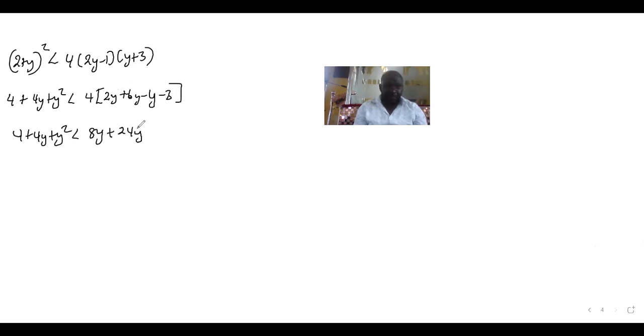So 4 plus 4y plus y squared is less than 8y squared plus 20y minus 12. So algebra is very important, like you've seen, this person was giving me the correction. So we can have 0 is less than 7y squared plus 16y minus 16. This is the same as saying negative 7y squared minus 16y plus 16 is less than 0.